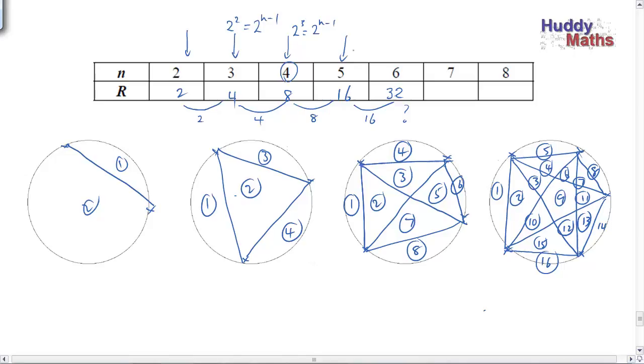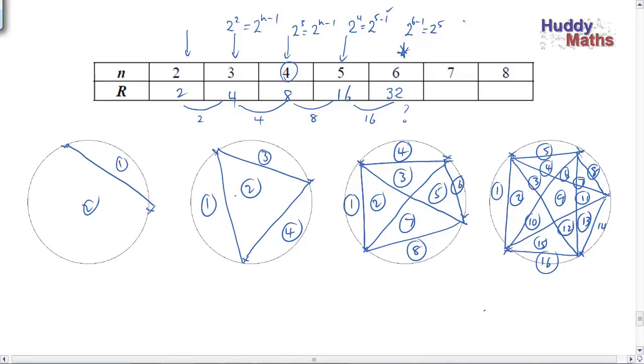This is 2 to the n take 1, or 16 here, 2 to the 4 would be 2 to the 5 take 1, n take 1. Yes, it checks. I think we've nailed it. So our conjecture would be that with 6 points, we would have 32, because this would be 2 to the 6 take 1, or 2 to the 5.